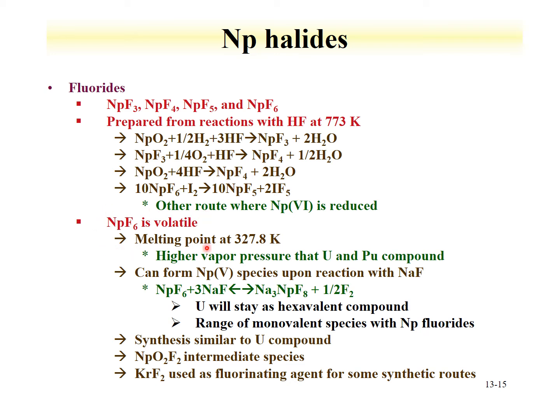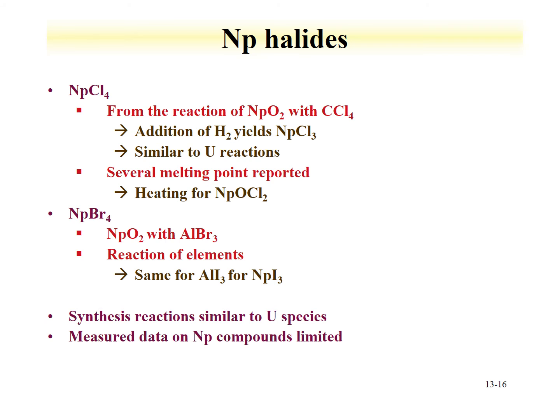Like uranium hexafluoride, neptunium hexafluoride is volatile, and it actually has a higher vapor pressure than both the uranium and the plutonium compound. The synthesis is similar to what we discussed for the uranium hexafluoride compound. Neptunium tetrachloride can be formed from the dioxide with carbon tetrachloride, and then the trichloride can be formed by treating the tetrachloride with hydrogen. This is similar to the uranium reaction. The bromide can be formed by reacting the dioxide with aluminum tribromide.